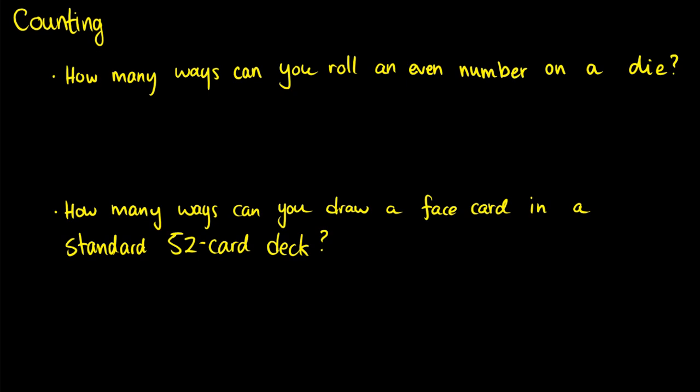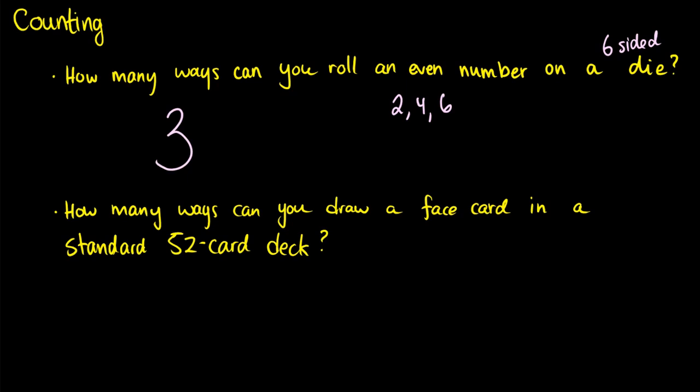How many ways can you roll an even number on a six-sided die? So let's just specify this, that this is for sure six-sided. Well, which even numbers do you see on a six-sided die? You see the numbers 2, 4, and 6. Okay, so there's three different ways that we can roll an even number on a six-sided die.